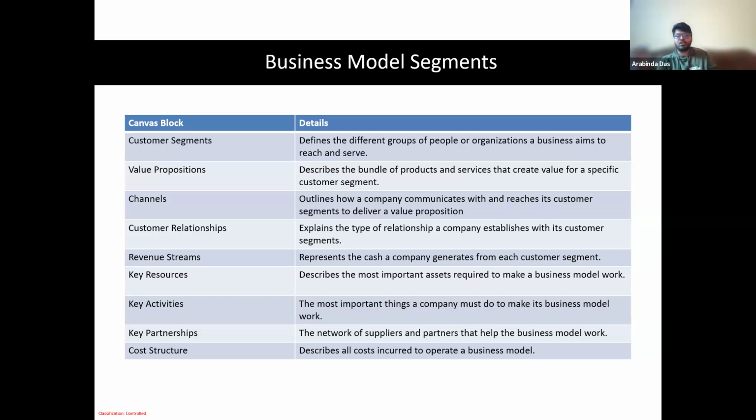The cost structure is what cost it will be to us while delivering the business model. So keep this in mind: revenue stream is what you are bringing to the company, and cost structure is what is going out of the company. So that is where the two differences are. Okay.